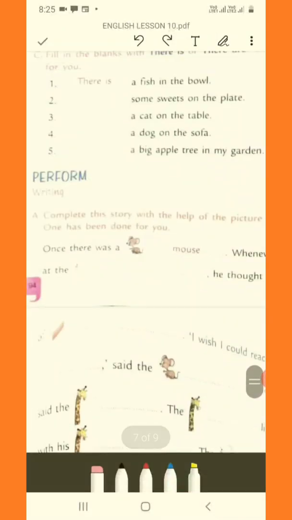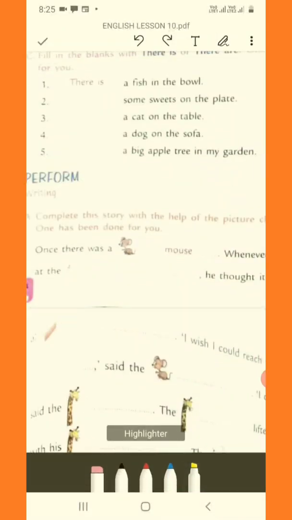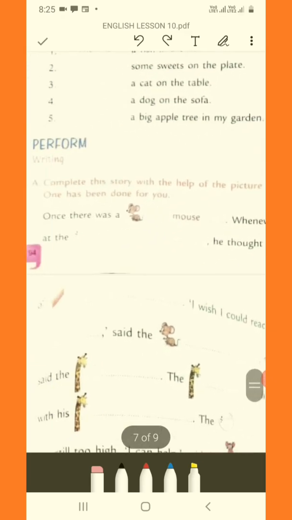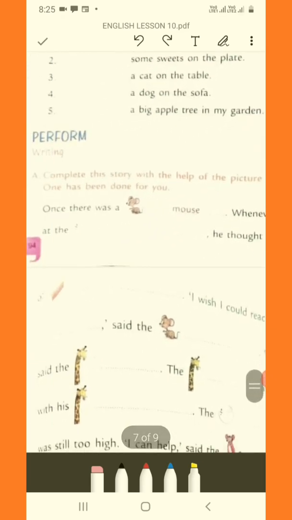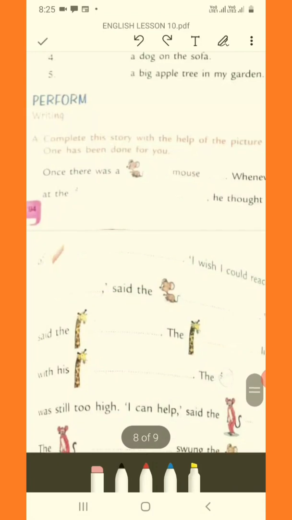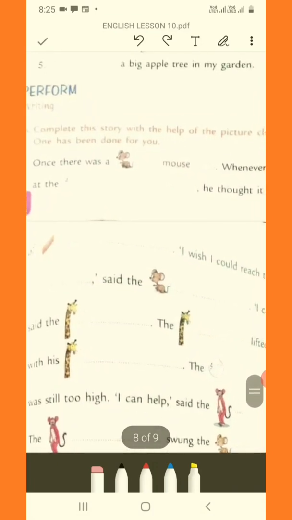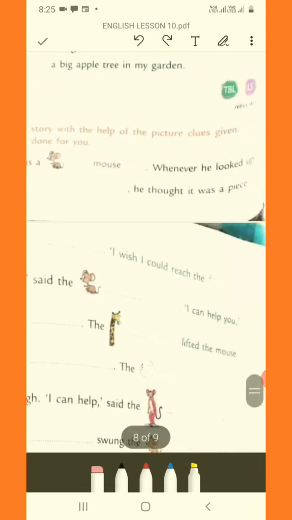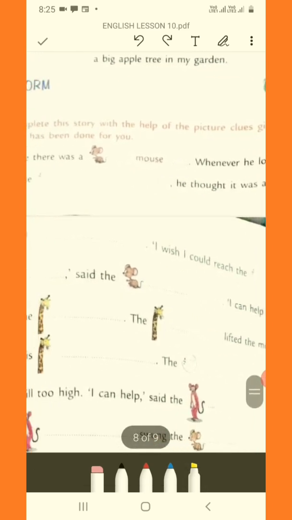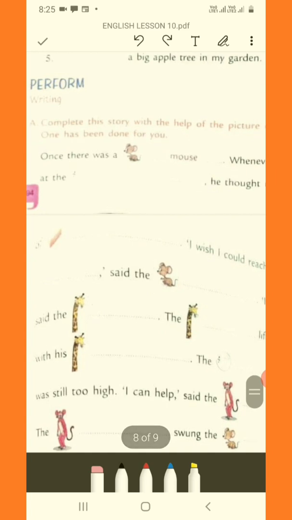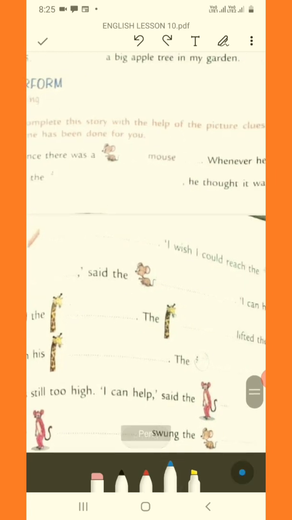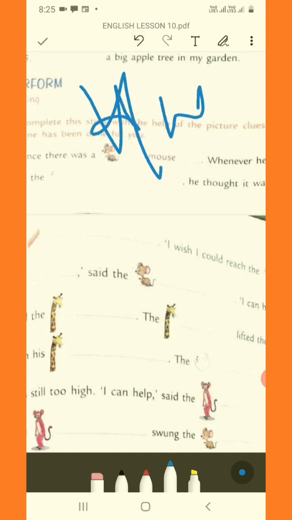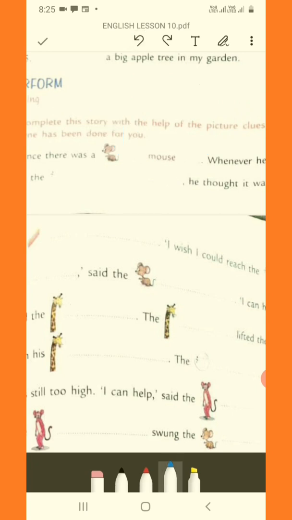So see, you are asked to complete this story with the help of picture clues given. One has been done. Very simple. Picture clues are provided. You have to fill in the blank using the picture. One has been done for you. See, once there was a what? Mouse. Whenever he looked up at the dash, he thought so. Class, I recommend you to use your book for clarity and try to do this on your own. Treat this as your homework.